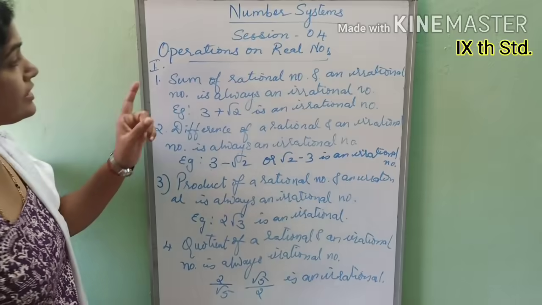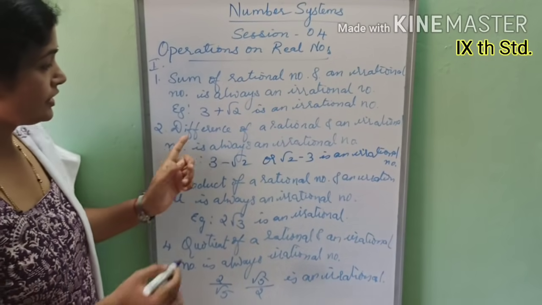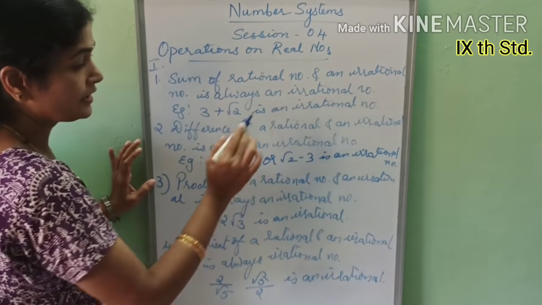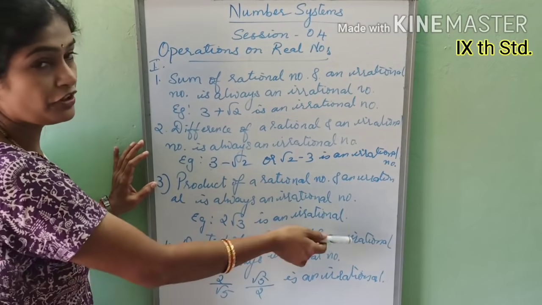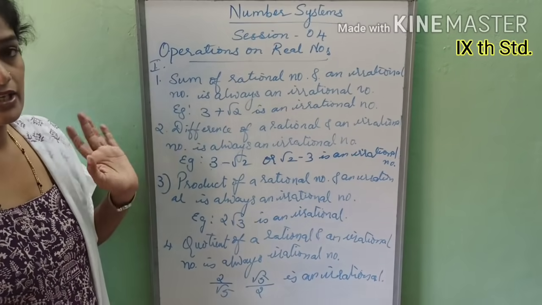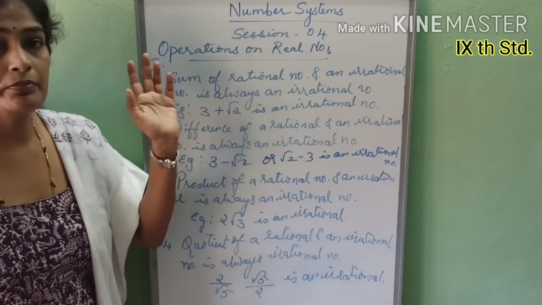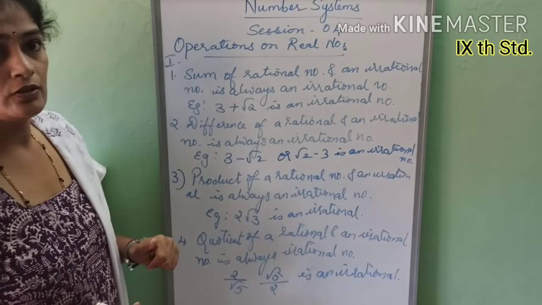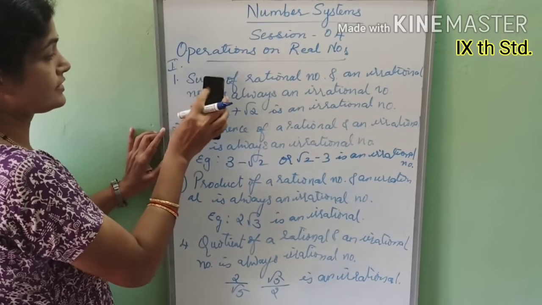Okay, this is regarding the sum of rational and irrational, difference between rational and irrational, product of rational and irrational, and quotient of rational and irrational. All these lead to an irrational number itself. Now we will see, if both the numbers are irrational, what the properties of those things will be.